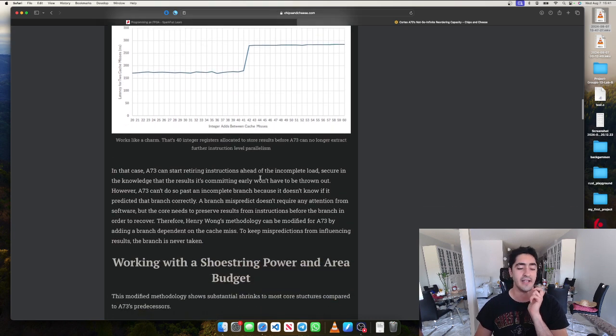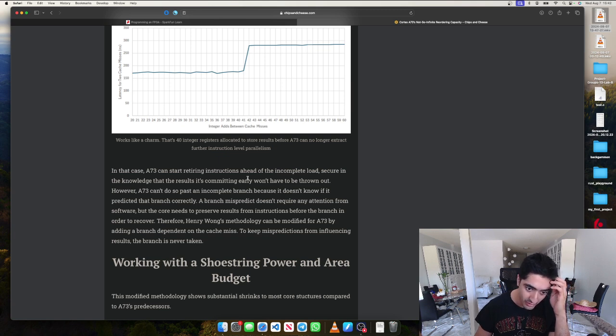In that case, A73 can start retiring instructions ahead of the incomplete load, secure in the knowledge that the results it's committing early won't have to be thrown out. However, A73 can't do so past an incomplete branch because it doesn't know if it predicted that branch correctly. A branch mispredict doesn't require any attention from software, but the core needs to preserve results from instructions before the branch in order to recover.